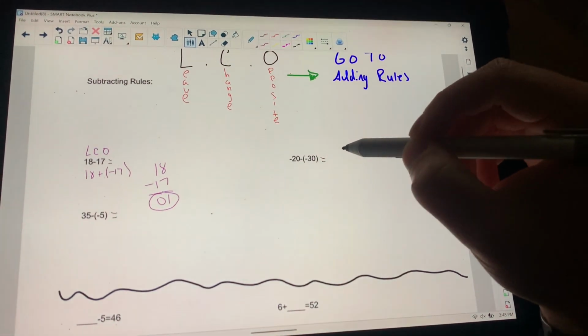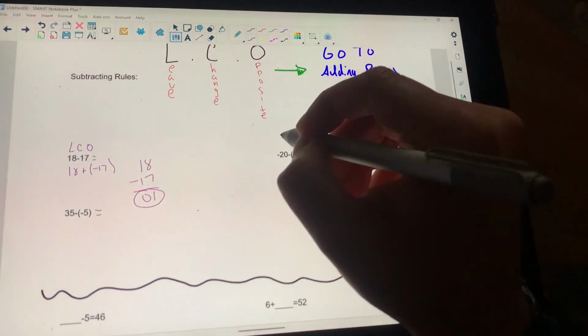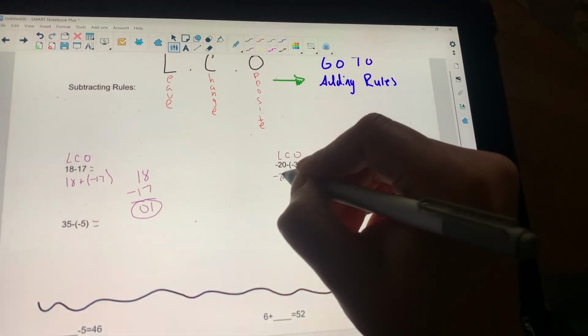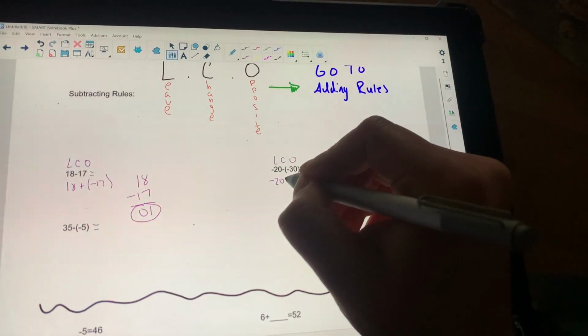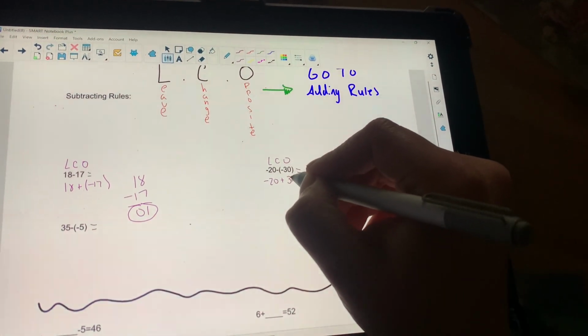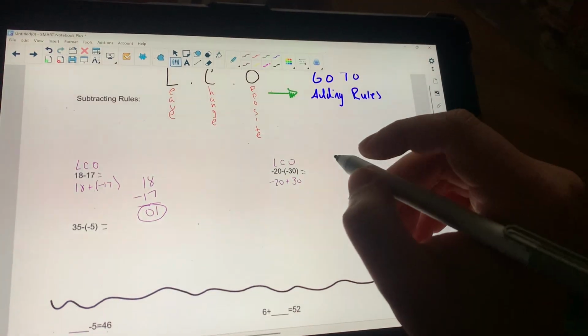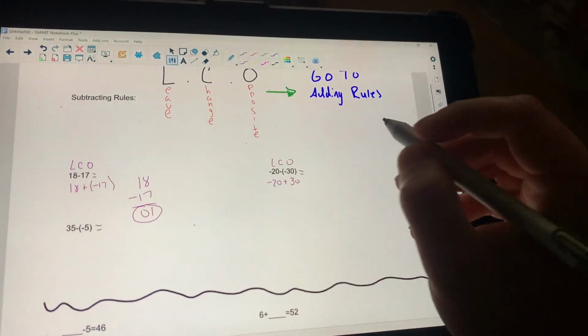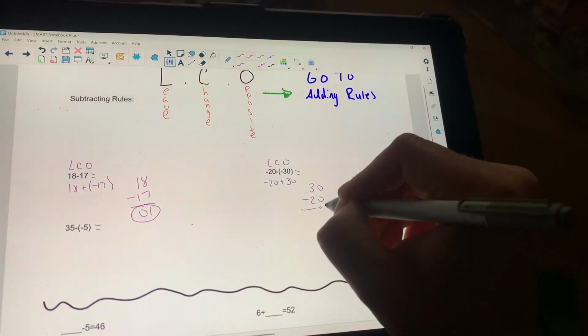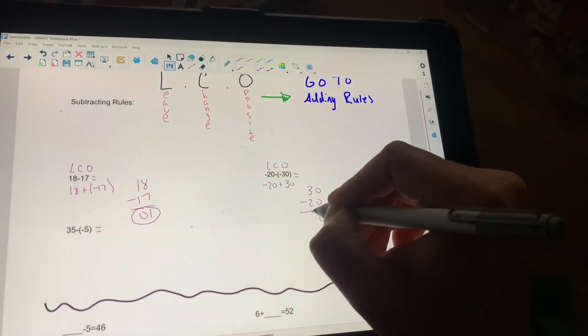Negative 20 minus a negative 30. Again, we leave, change, opposite. So it's leave the negative 20, change our subtraction to addition, and then the opposite of negative 30 is positive 30. So now we have negative 20 plus 30. They're different signs again, so we're going to subtract. 30 minus 20. 0 minus 0 is 0. 3 minus 2 is 1.